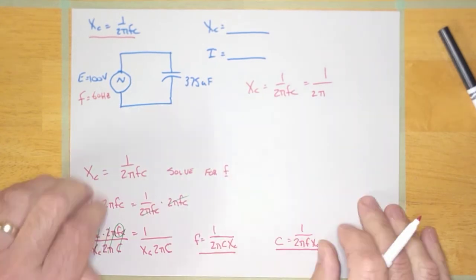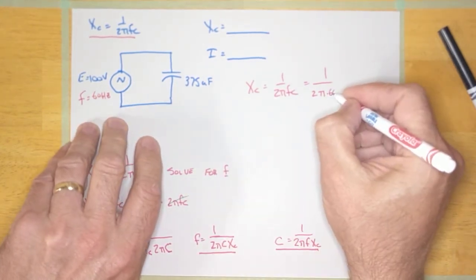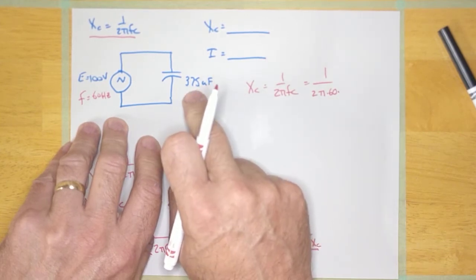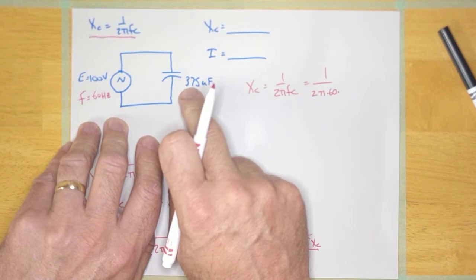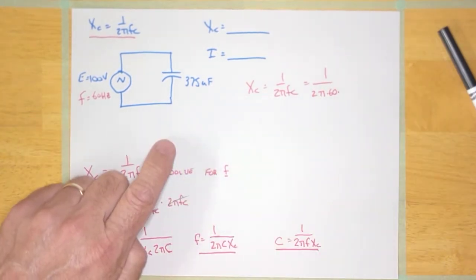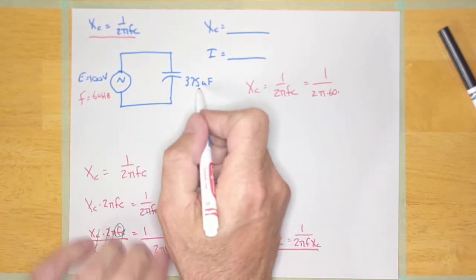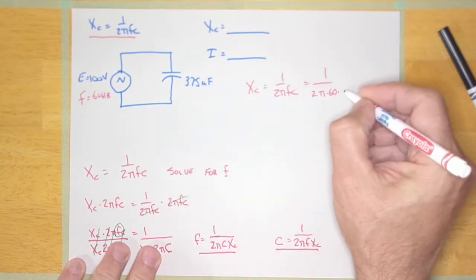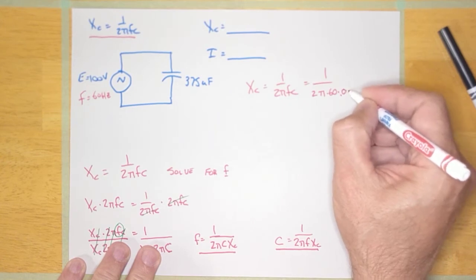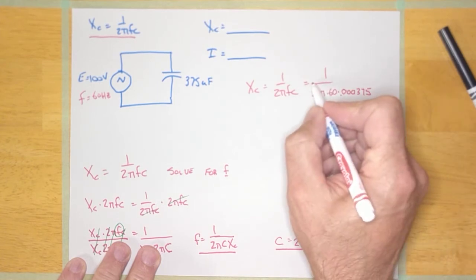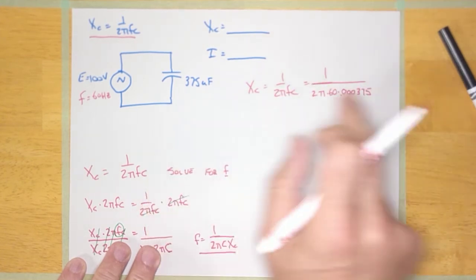Okay, I forgot to give you a frequency here, times 60 times, now the capacitance has to be in farads, and this is currently in microfarads, okay? So how am I going to get from microfarads to farads? Well, because micro is millionths, I'm going to move the decimal place back 6. So this is going to become 0.000375. All right, guys? So now I've converted it from microfarads to farads.